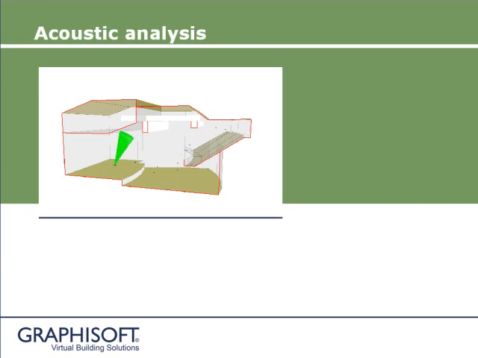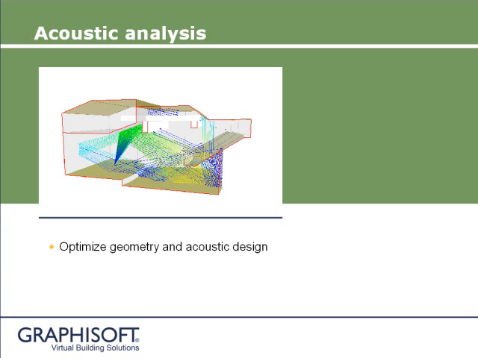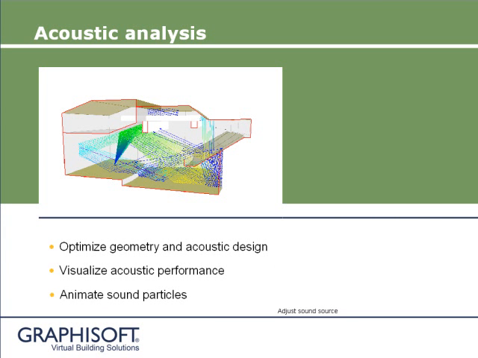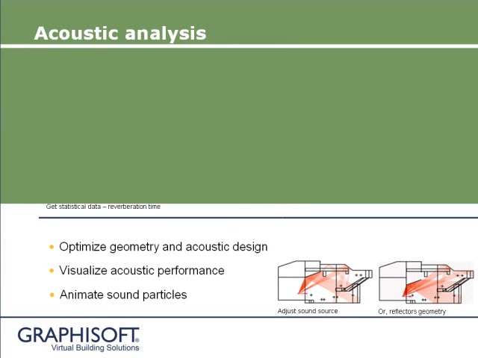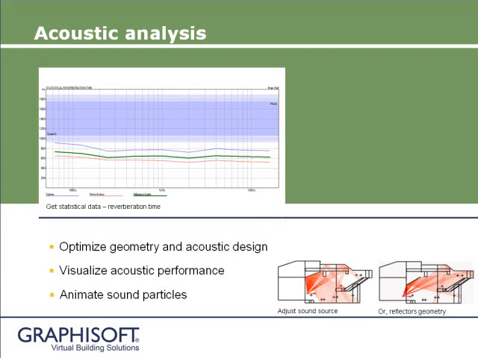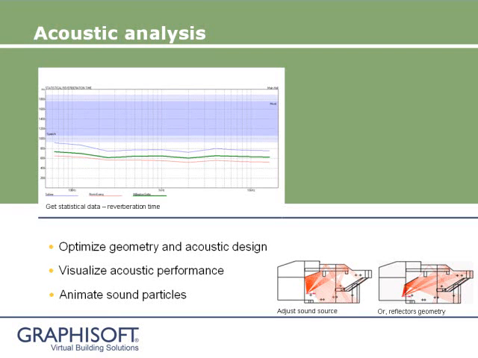Using ArchiCAD models together with Ecotect acoustic analysis tools, you can tune your design to make sure it matches acoustic requirements. Visual feedback and statistical data are easily generated. In the designed conference hall presented here, you can see that the effective design changes, for example, source location and reflector geometry, can be assessed immediately.